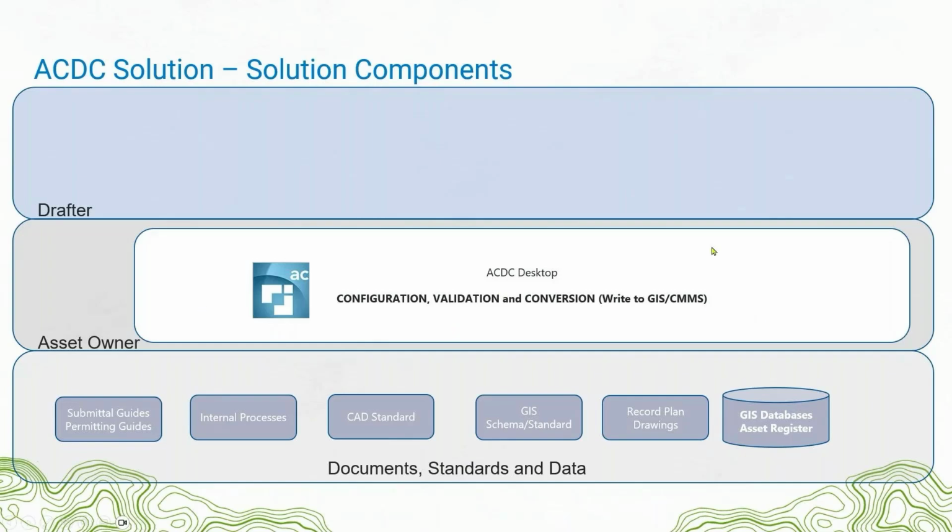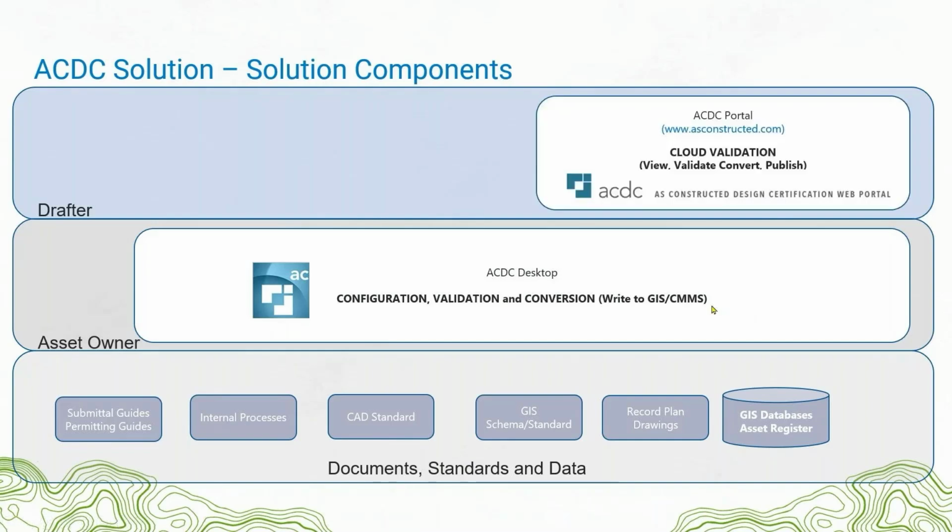ACDC has this whole creation, configuration, and validation in its configurator, which you can do on the desktop, which is kind of a go-between between CAD and GIS, and it can look at both and build them out. If your role is the engineering company or the drafting person, what you would typically work with is the ACDC portal. So Johan showed you a little bit of that.